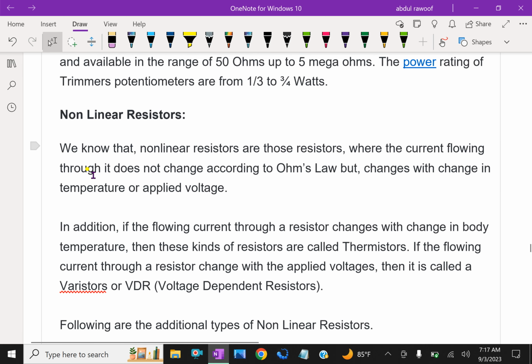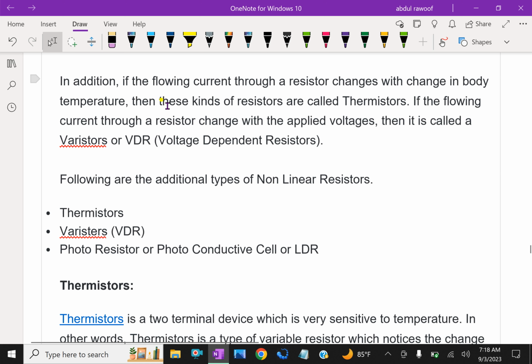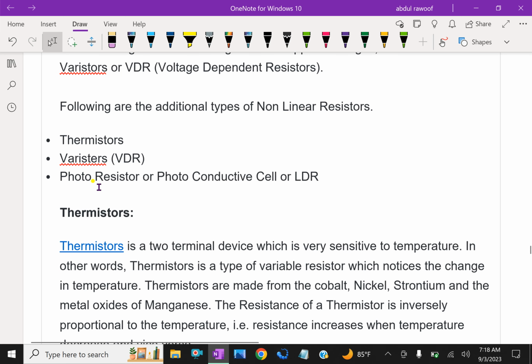Non-linear resistors. We know that non-linear resistors are those resistors where the current flowing through them does not change according to Ohm's law but changes with change in temperature or applied voltages. If the flowing current through the resistor changes with a change in body temperature, then these kinds of resistors are called thermistors. If the flowing current through a resistor changes with the applied voltage, then it is called a varistor, that is VDR, voltage dependent resistor. Following are the additional types of nonlinear resistors: thermistors, varistors, and photoresistors or photoconductive cells, LDR.